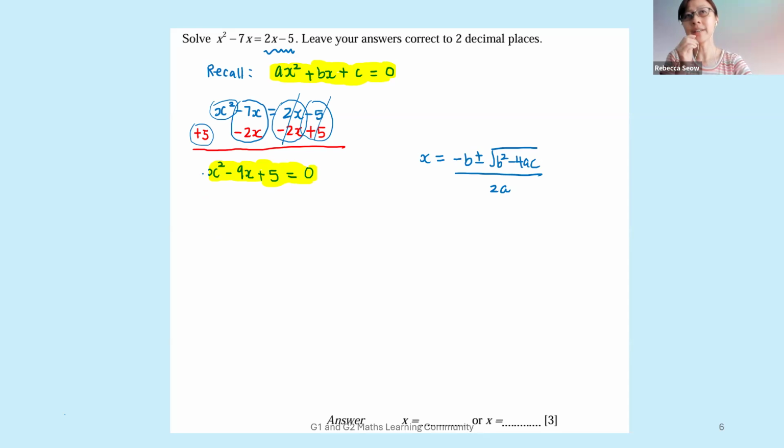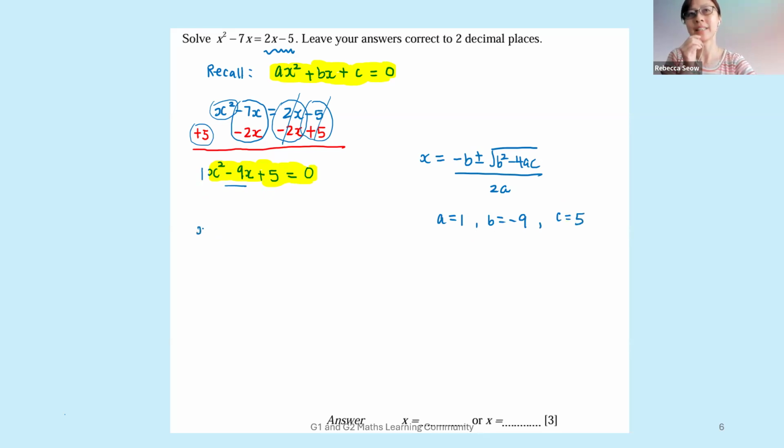So coefficient of x squared, that's 1. So a equals 1. Coefficient of x, negative 9. So b is negative 9. And the constant term is 5. So c equals 5.